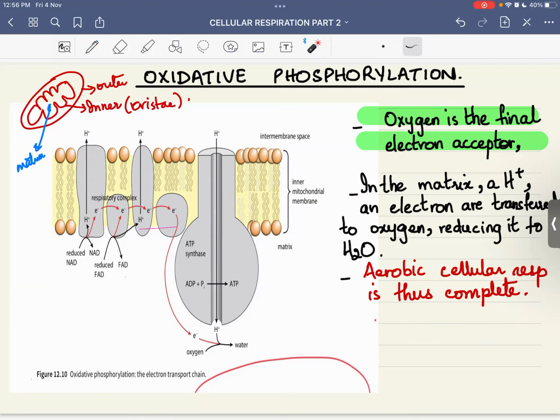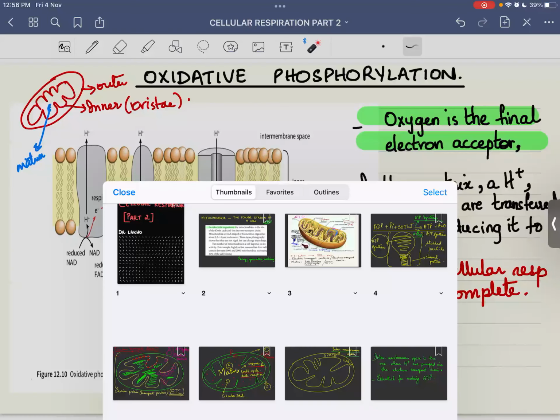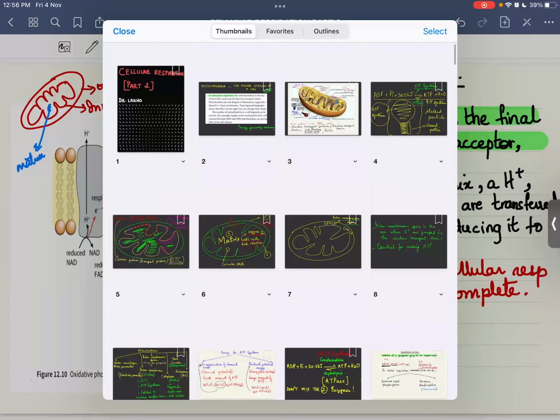अच्छा, so imagine that we have zoomed into the inner membrane. ये सारा कुछ inner membrane ही है. So this is your inner membrane, just like any other membrane. It's a phospholipid bilayer. ठीक है. याद है जब मैंने ये कराया था? Let's go back to this diagram.